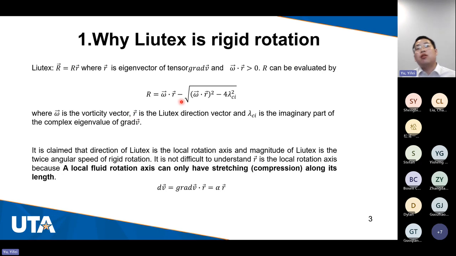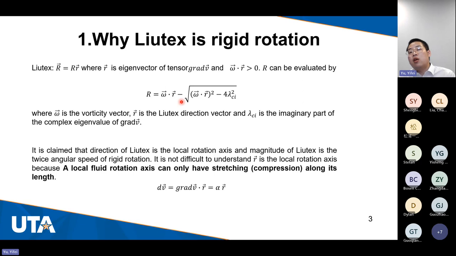I list the definition of Liutex on this slide. I think Dr. has carefully explained this definition. Usually, from the feedback of our collaborators or other researchers, they feel like it's easy to understand why the rotation axis is the eigenvector of the velocity gradient. The rotational axis comes from the idea that a local fluid axis can only have stretching or compressing along its length. Right?